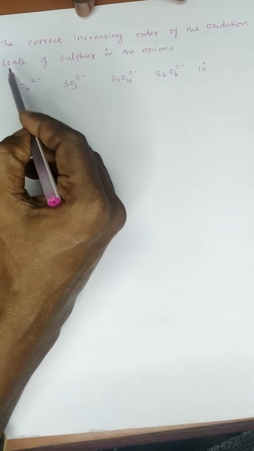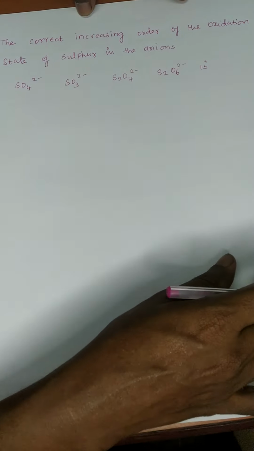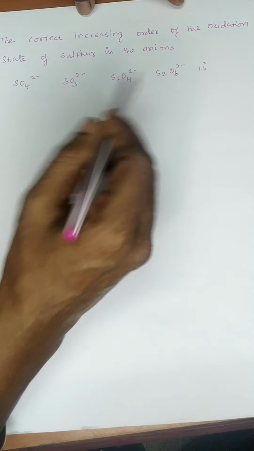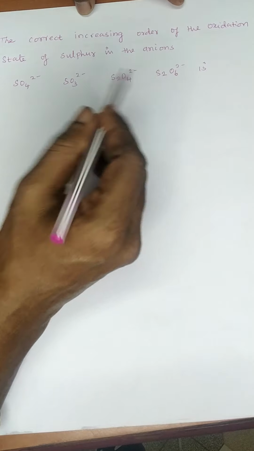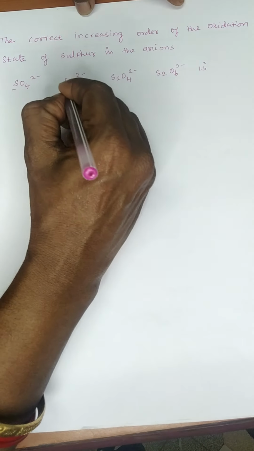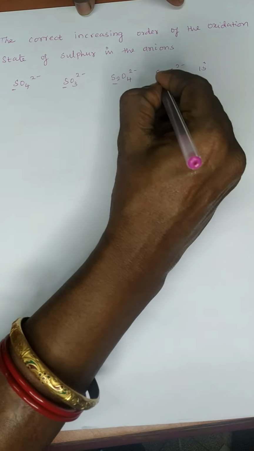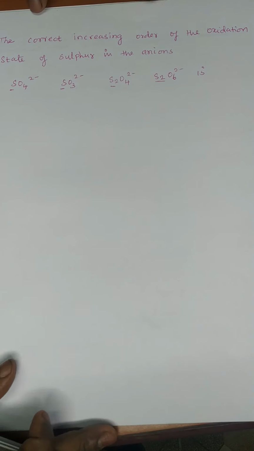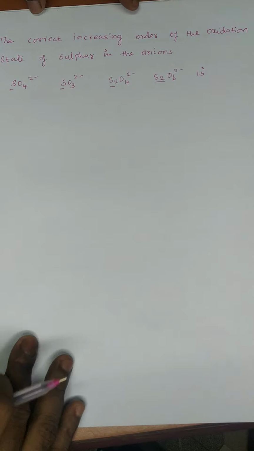Now, one important question based on this oxidation number, which is the book back question in the first lesson of plus 1 chemistry. The correct increasing order of the oxidation state of sulfur in the anions. 4 anions are given here. In all the 4 anions, sulfur atom is present. We have to find out the oxidation number of sulfur in all these 4 anions one by one. Then we have to arrange this in the increasing order of the oxidation state.